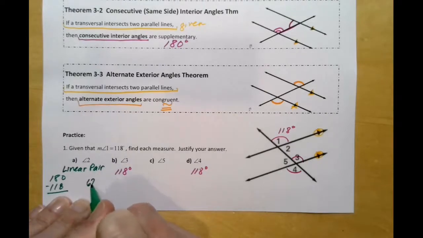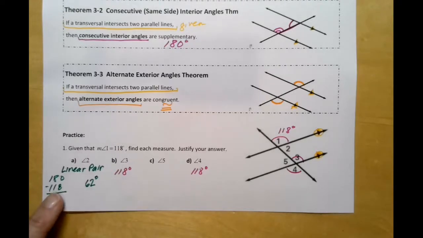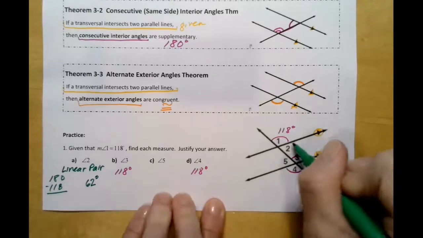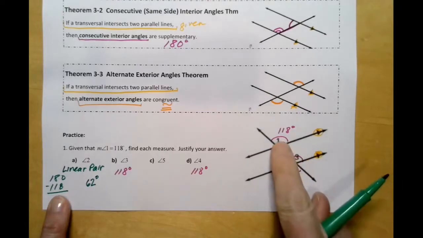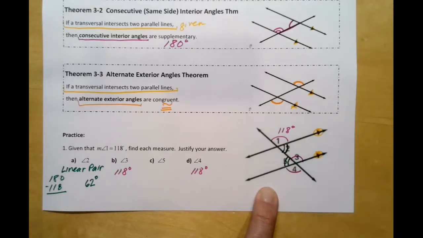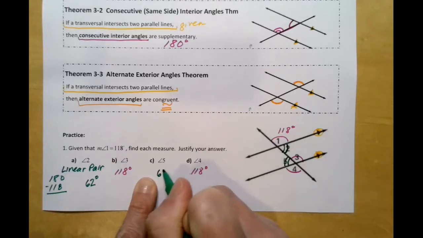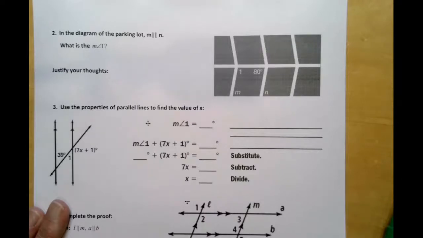So a 62-degree angle. Did I get that right? 18 plus 2 is 20. 20 plus another 60 is 80, right? So guess what? Once I have this angle here as a linear pair to angle 1, look, now I have my alternating interior angles for number 5, and he's going to have a 62-degree measure. Okay, wrapping up slide 17. When we talk about those measures.